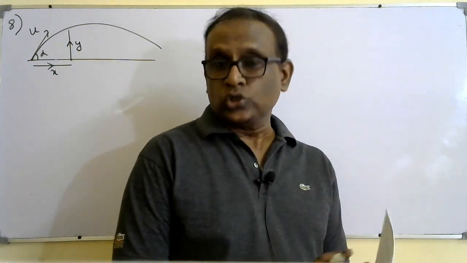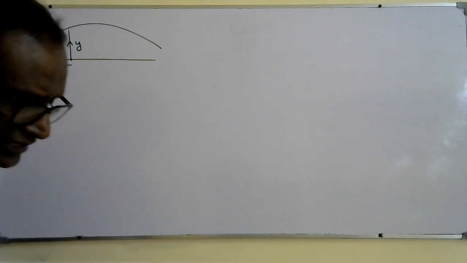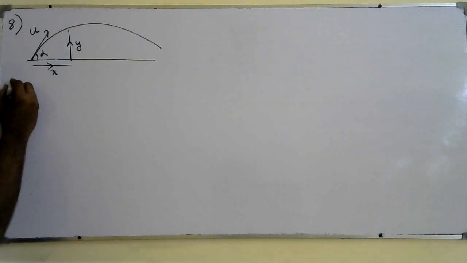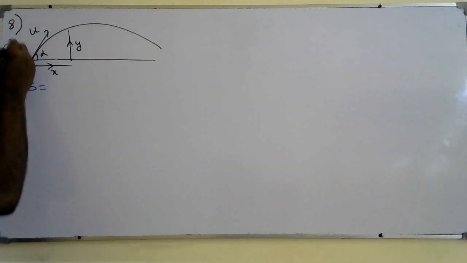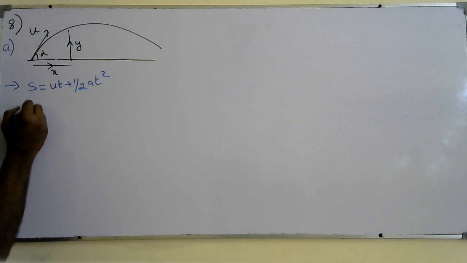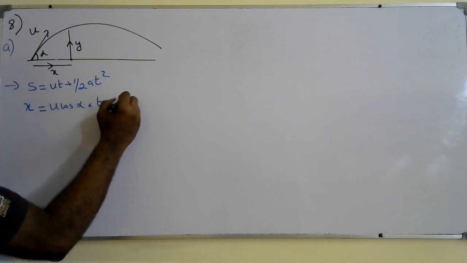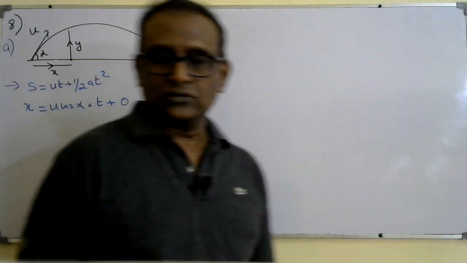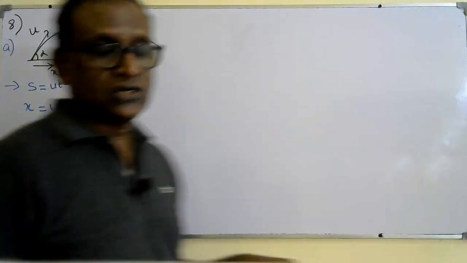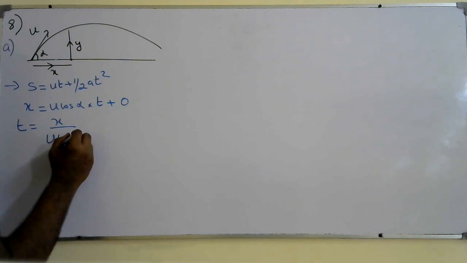You can see there is no time in that equation, so I need to eliminate the time. We'll use the equation s equals ut plus half at squared horizontally. So s is x, equal to u cos alpha times t plus 0, because horizontally there is no acceleration. No drag force, and gravitational acceleration is vertically down, which has no horizontal component. So t is going to be x over u cos alpha.